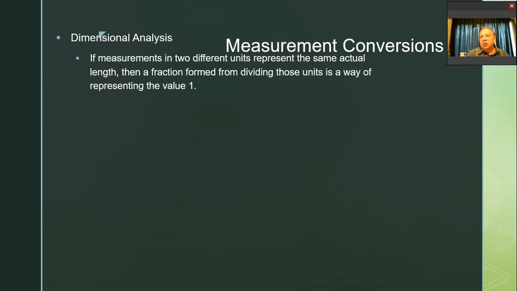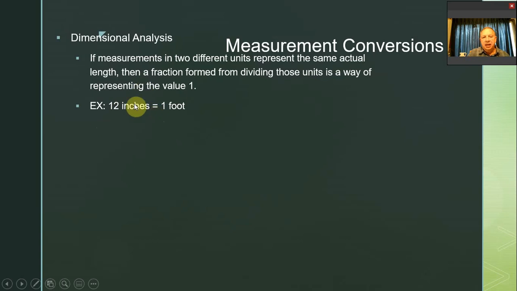So what is dimensional analysis? Dimensional analysis is basically looking at the dimensions, the feet, yards, inches, and doing a conversion between those things. So measurement conversions are one of the topics that we're going to use frequently in this series of lectures. If measurements in 2 different units represent the same actual length, then a fraction formed from dividing those units is a way of representing the value 1.